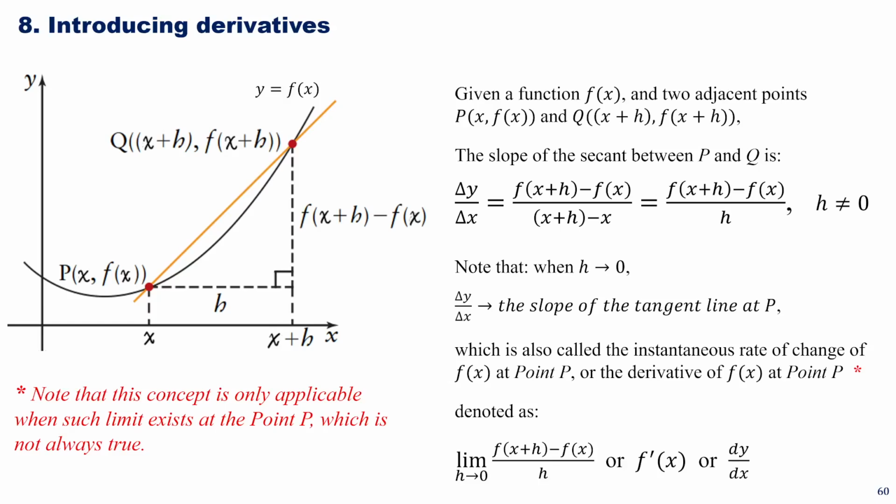Alright, next let's have a look at the last section of this topic, introducing derivatives. So remember that the derivative of a function at a certain point is defined using the limit of this function, f(x+h) minus f(x) over h when h approaches 0, right? We have talked about this at the very beginning of topic 2. And this limit is called the derivative of f(x) at point P. Or we have another notation, f'(x) or dy/dx for this particular limit.